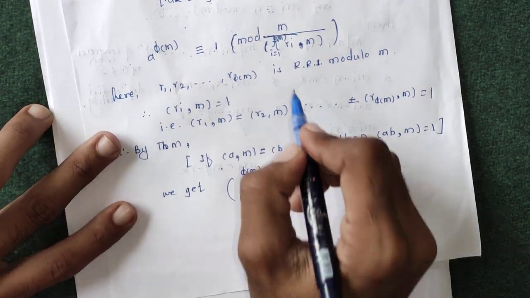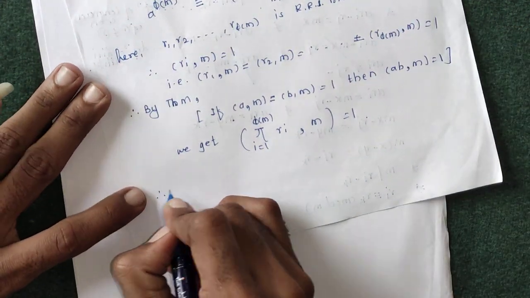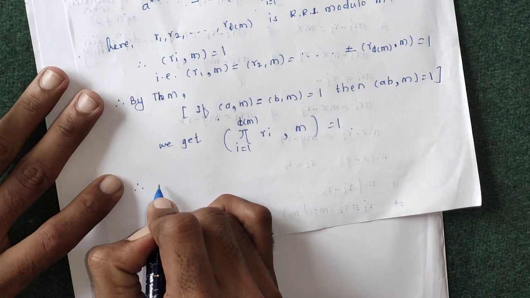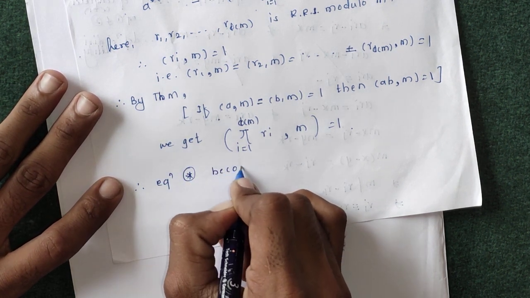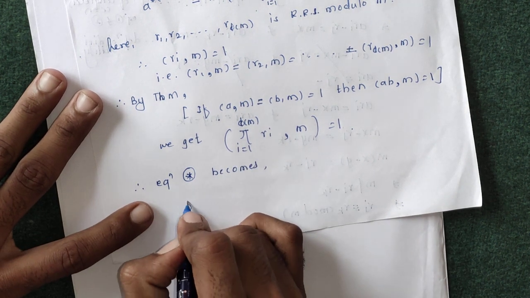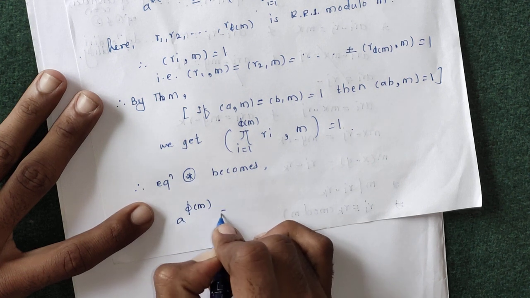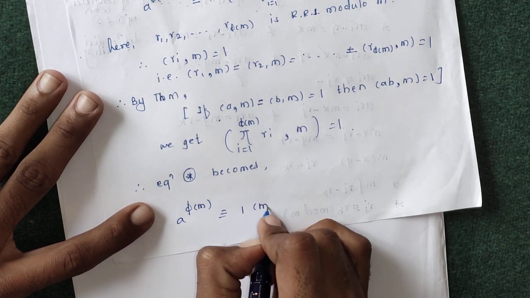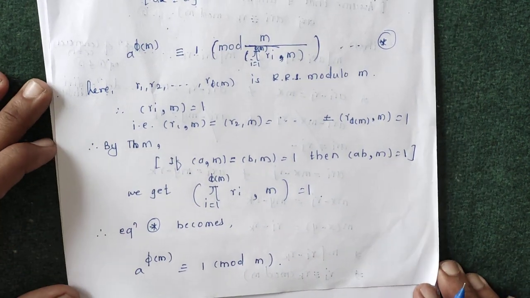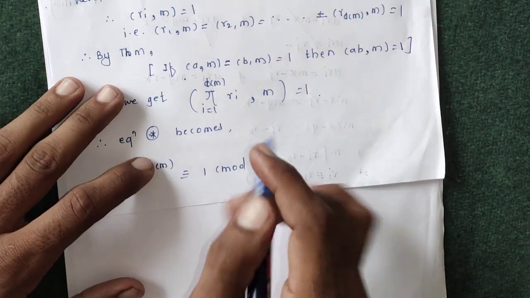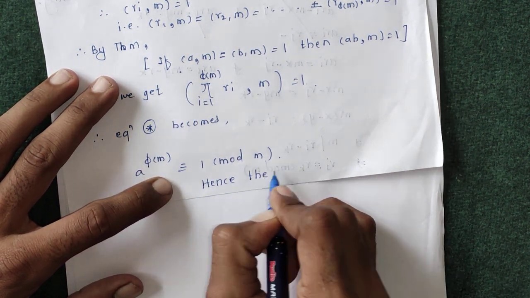Therefore, by this equation, suppose star, equation star becomes a raised to phi of m is congruent to 1 modulo m. A raised to phi of m is congruent to 1 modulo m, hence the proof.